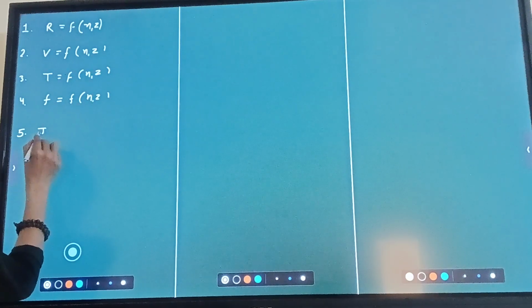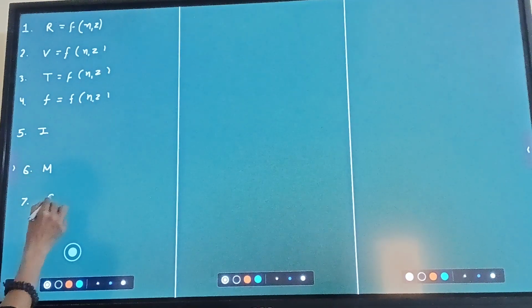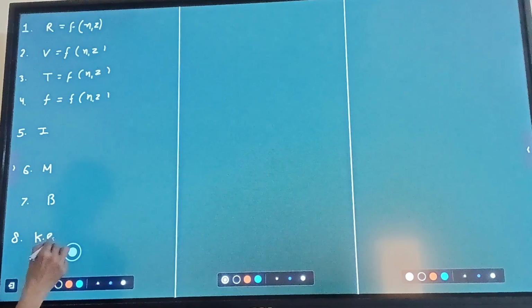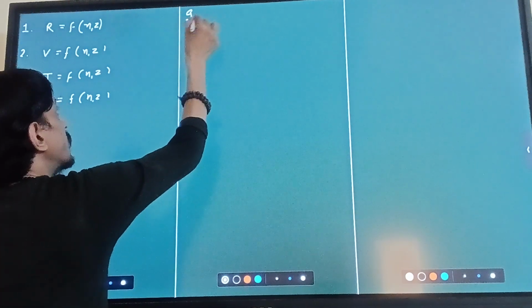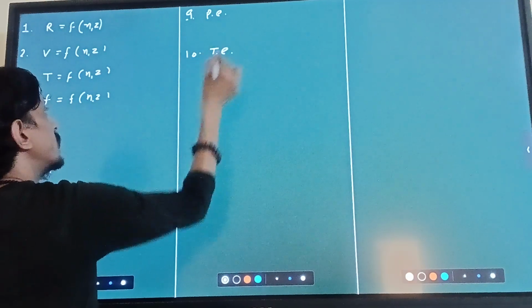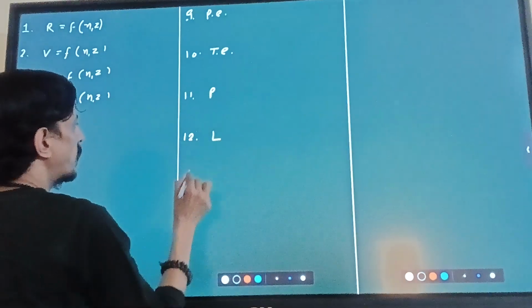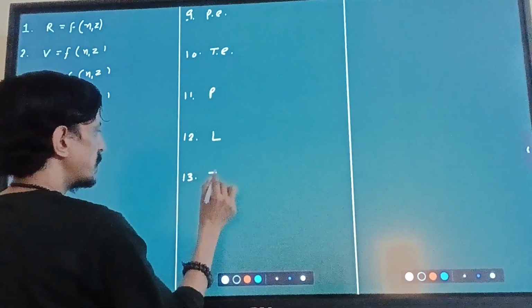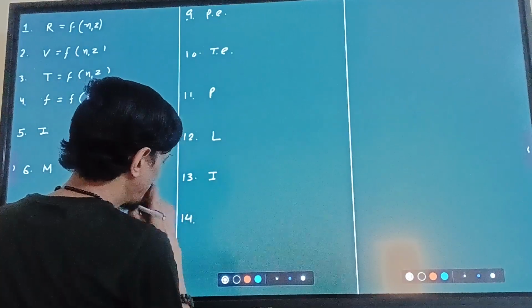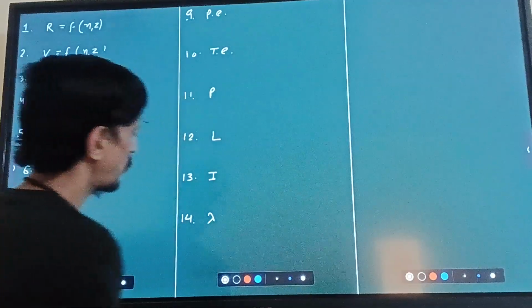Fifth is the current. Sixth is the magnetic moment. Seventh is the magnetic field. Eighth is the kinetic energy. Ninth is the potential energy. 10th is the total energy. 11th is the momentum. 12th is the angular momentum. 13th is the moment of inertia of the electron. 14th is the de Broglie wavelength of the electron in nth orbit.